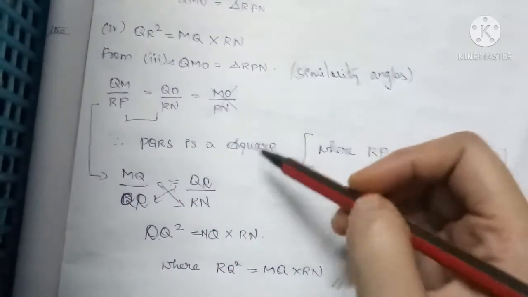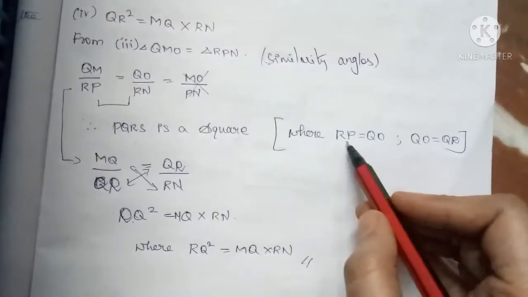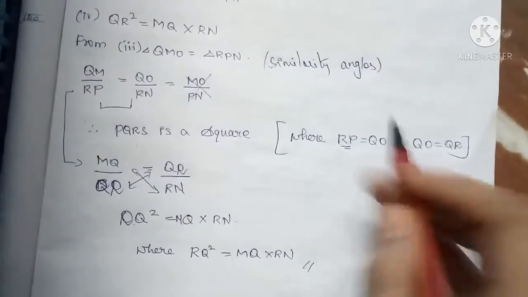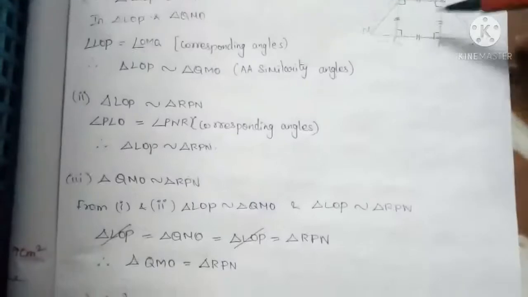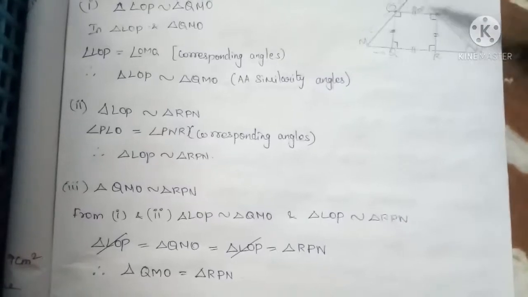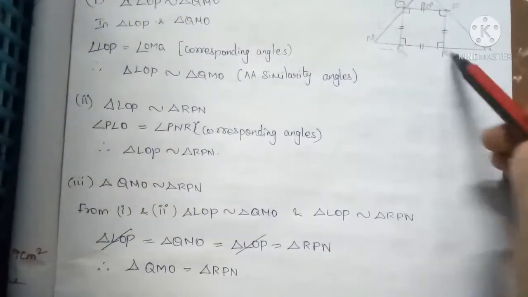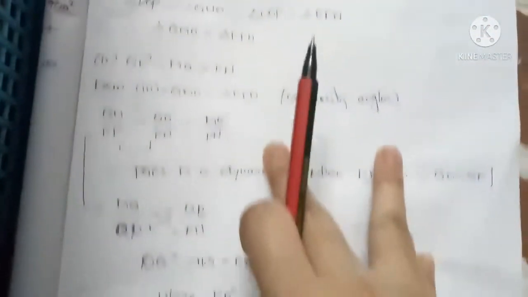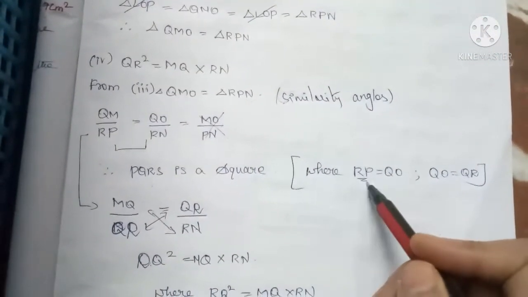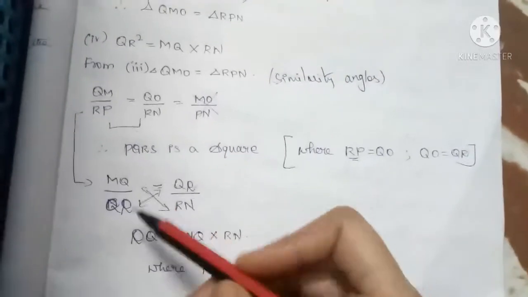PQRS is a square. In the square, what is the condition of a square? All the sides are equal. So instead of RP, we can write QO. Look at the diagram, instead of RP we can write QO because both the sides are equal. So instead of OQ, we can write QR because all the sides are equal in a square. So I just wrote the condition here, RP is equal to QO and QO is equal to QR.